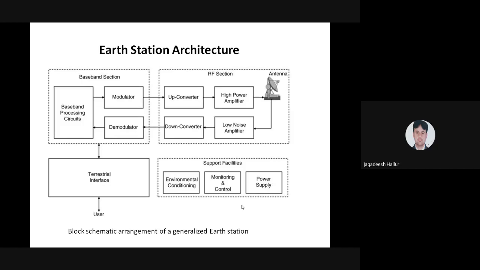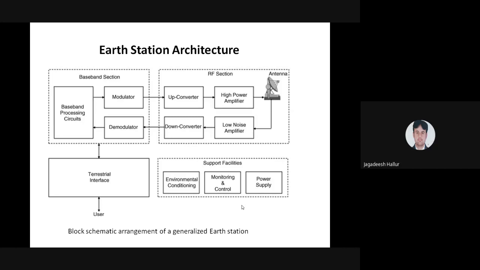In the radio frequency section, four blocks are present. One is the up converter, one is the high power amplifier, next is the low noise amplifier, and next is the down converter. The lower blocks, demodulator, down converter, and low noise amplifier, are present at the receiver end. The upper blocks, modulator, up converter, and high power amplifier, are present at the transmitter end.